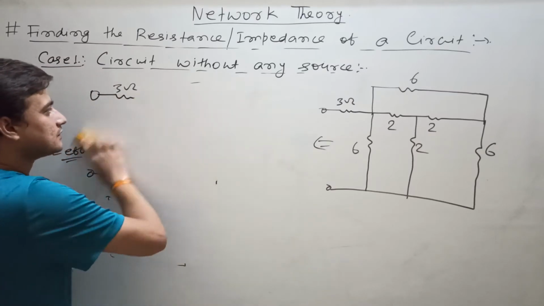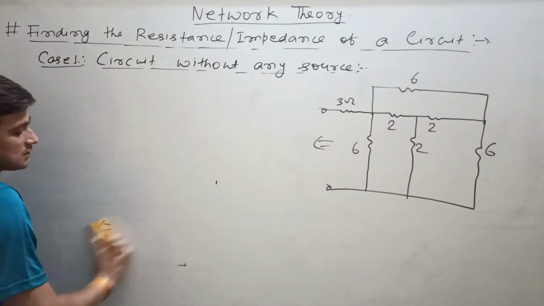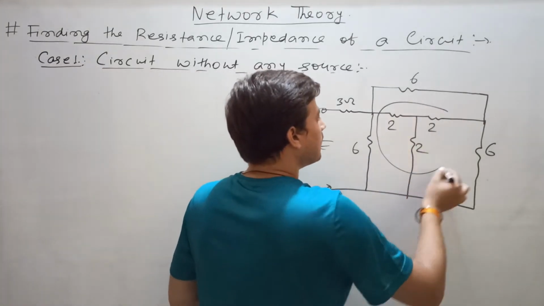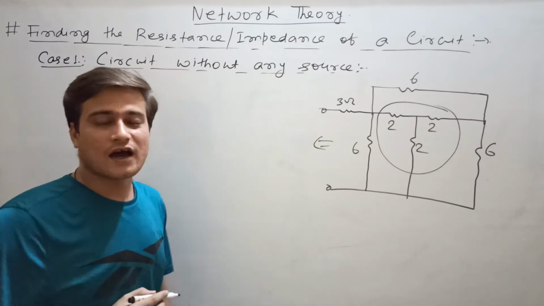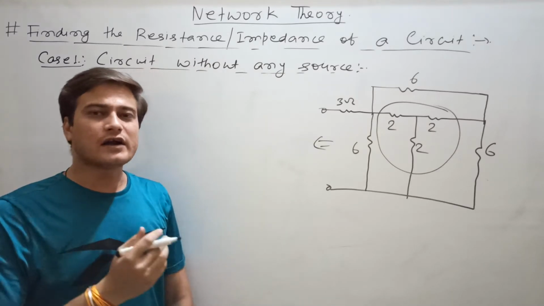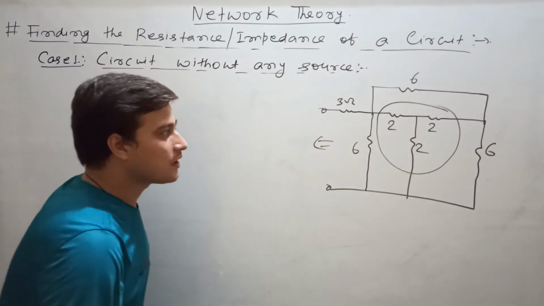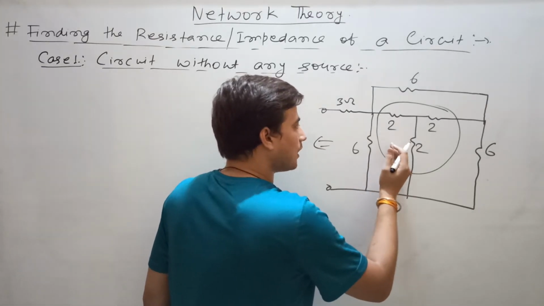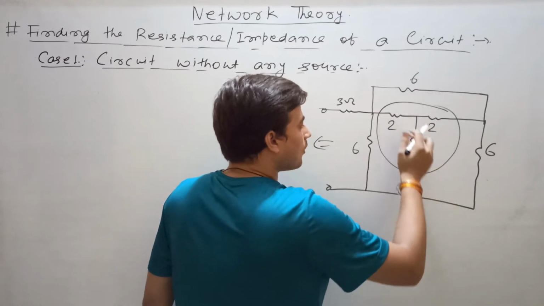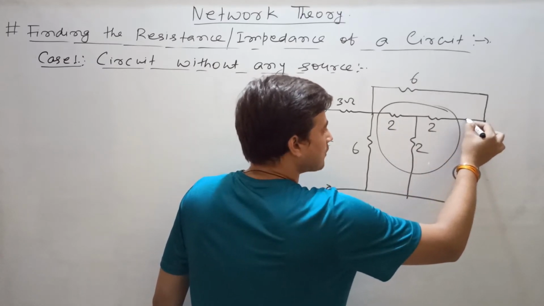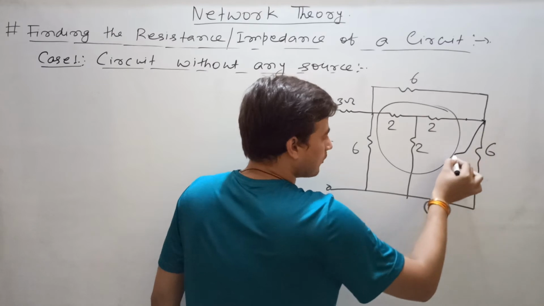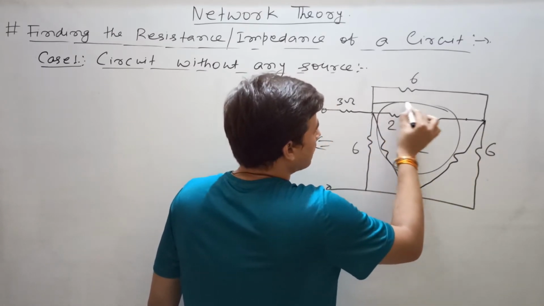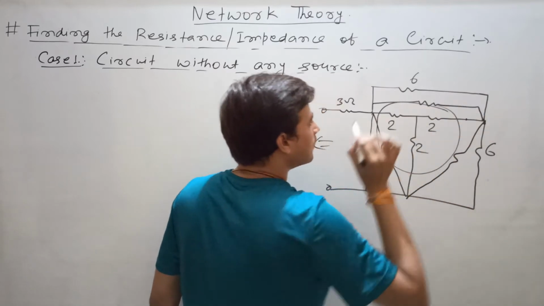Here you see that the circuit looks complex. But if you look closely, there is a star connection. Here the network is connected in star. So what will you do? We will convert star into delta. That means if you are converting this network into delta, what will happen? Here all are connected in star, so the delta connection will be like this. This will be your delta, this will be your delta, and this will be your delta.